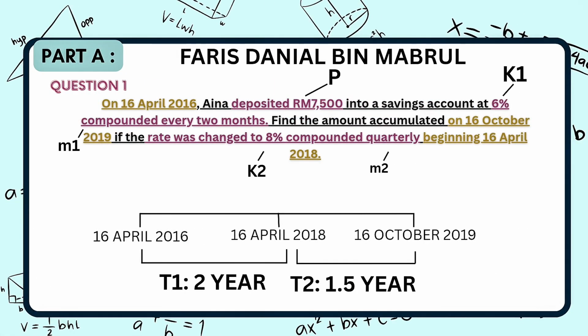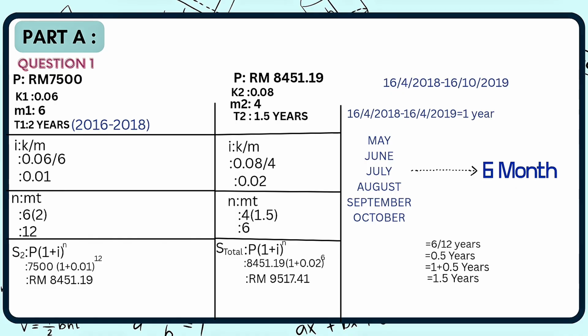Now read the question carefully. Alright, let's answer part A, question 1. So, principal is 7,500 ringgit, K1 is 0.06, M1 is 6, T1 is 2 years, which means 2016 until 2018. First, we calculate the periodic interest rate, which means I equal K1 over M1, so 0.06 over 6, the answer is 0.01. Next, we calculate the number of compounding periods, N equal M1 multiply T1, 6 multiply 2, the answer is 12.